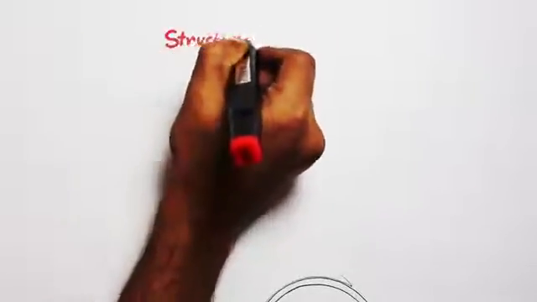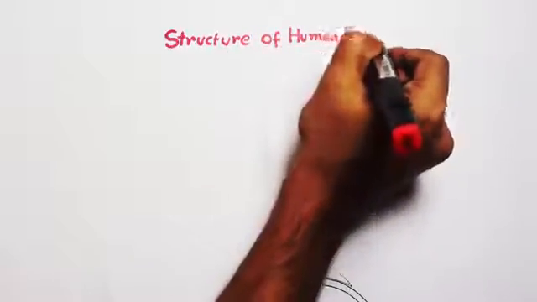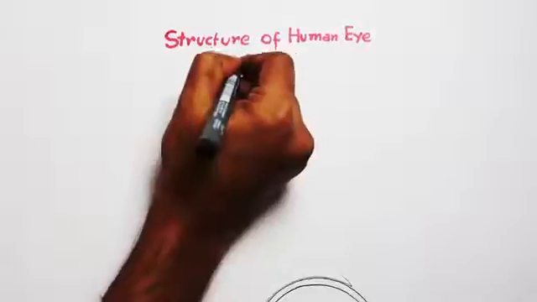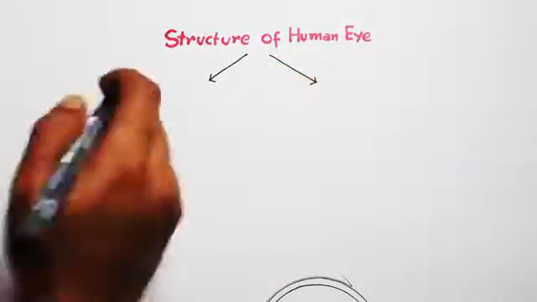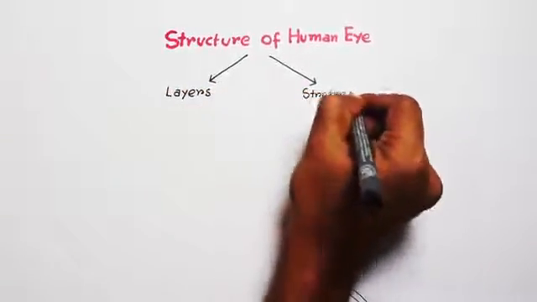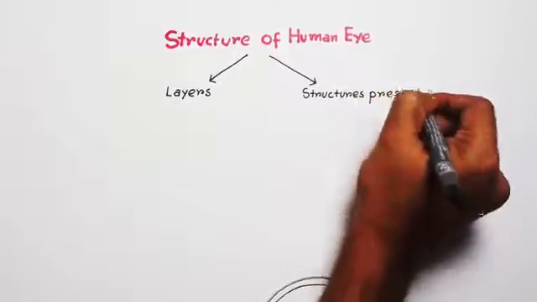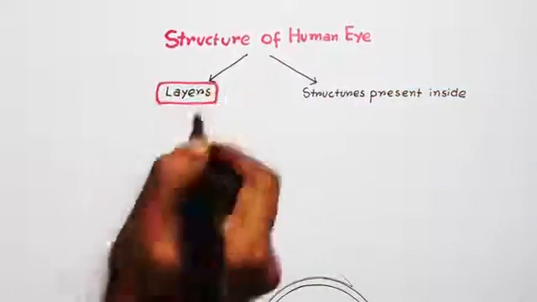In this video, we are going to discuss the structures of the human eye. For better understanding, we can divide it into two parts. One is what are the walls or layers of the eyeball, and what are the structures present inside. So let's discuss the layers first.